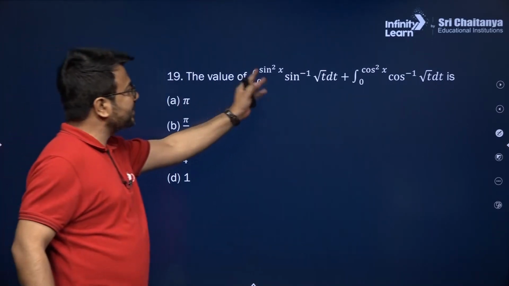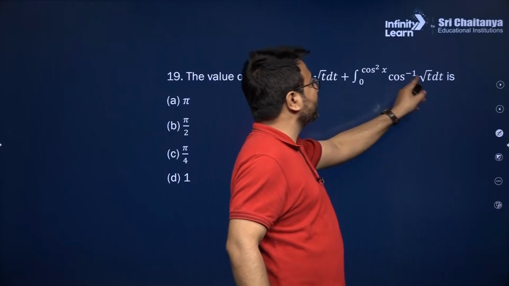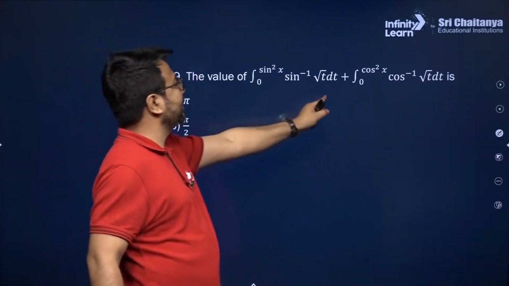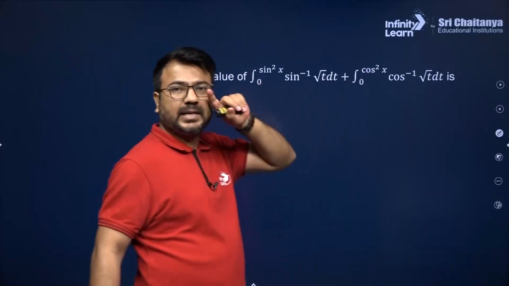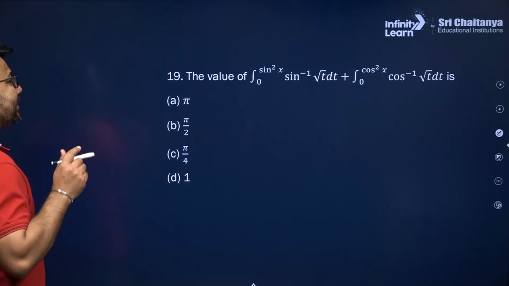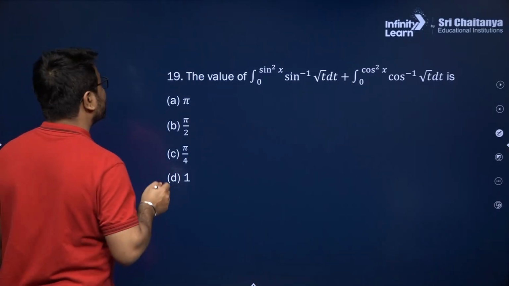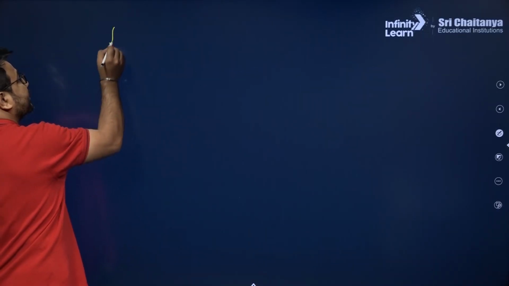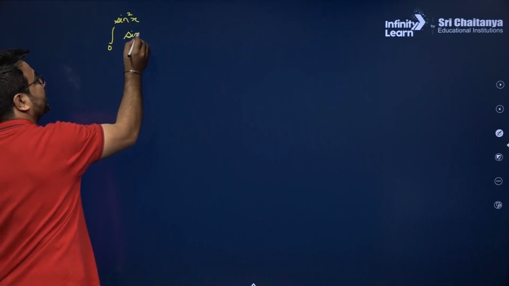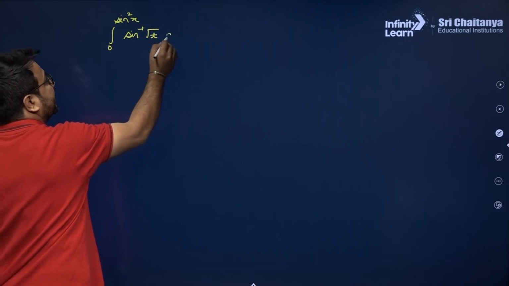There is an integration of sine inverse root t, and there is integration of cos inverse root t. Here we have the limits 0 to sine square x, and here we have the limits 0 to cos square x. I want to do this question, so I am breaking it down into two different integrals. Sine inverse root t, 0 to sine square x, and dt.